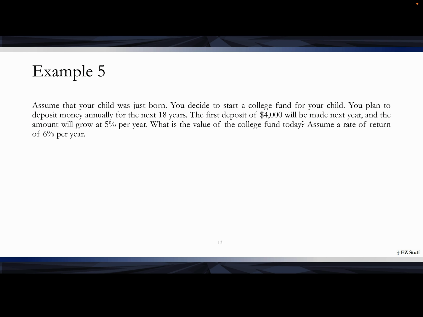Okay. So we have another multiple cash flow problem, and the first step is to recognize what type of cash flow you're dealing with. Here we have regularly occurring cash flows. You're making a deposit every single year for a finite period of time. You're only going to do it for 18 years. And the deposit amount grows at a constant rate of 5% per year. So this is a growing annuity problem.